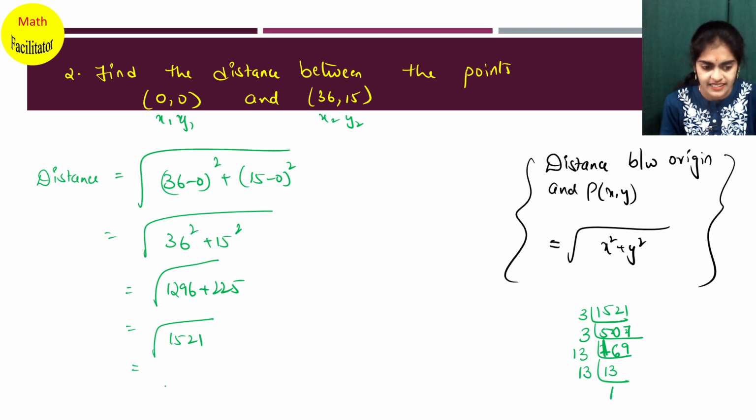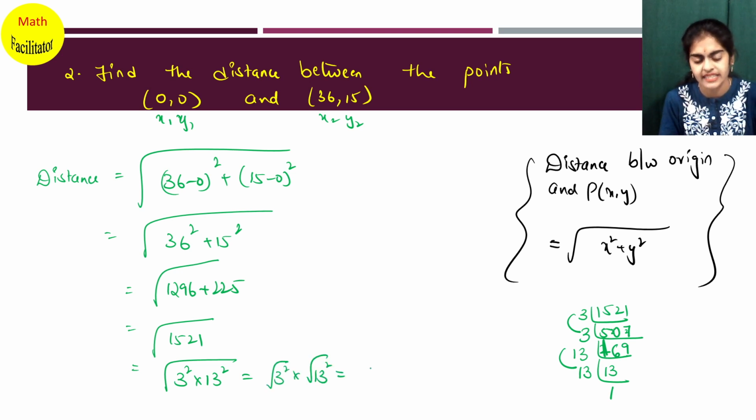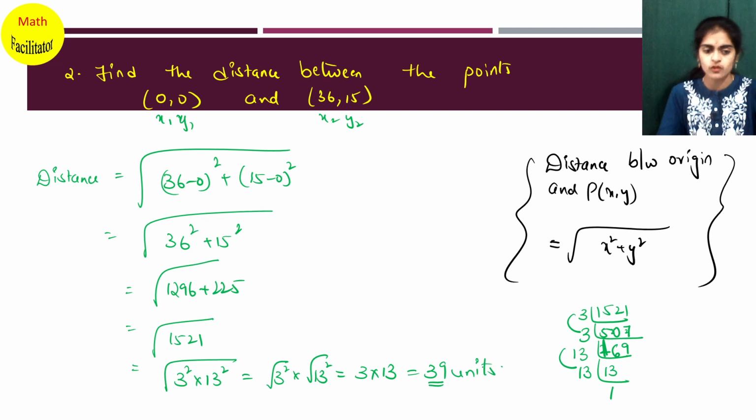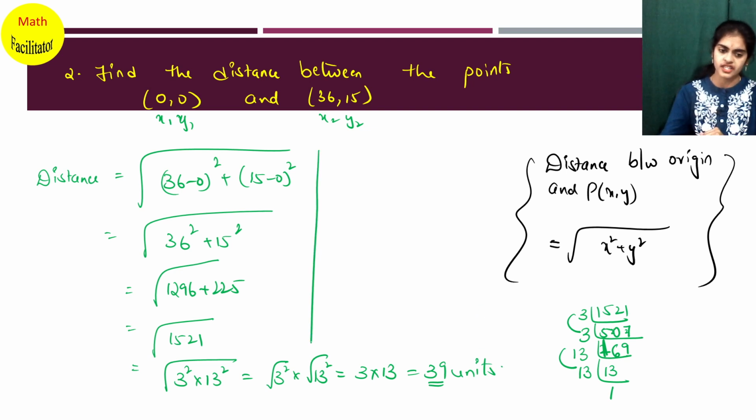So this I can write as root over 3 square into 13 square. Okay, so if I separate the roots, it is root 3 square into root 13 square, or I can write it as 3 into 13. So 3 into 13 is 39. So 39 units is the distance between these two points. That is the origin and the given point.